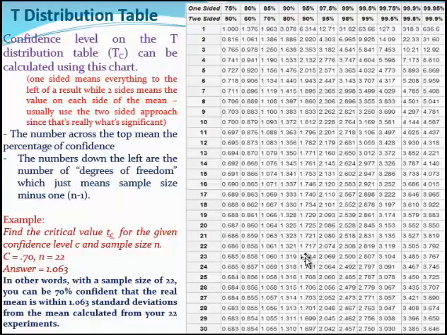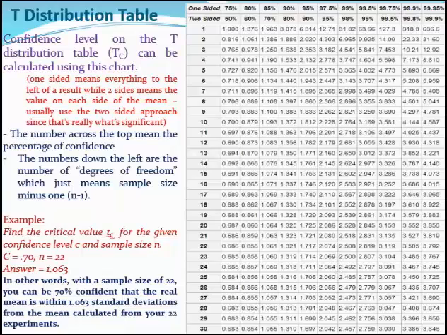If I go up to 30 experiments, then as you scroll down a little bit over here, the number of standard deviations decreases. Not by very much, but by a little bit. So our 1.063 with 22 samples at a 70% confidence level, if I did 8 more experiments to get my n minus 1 up to 29, would go down to 1.055 standard deviations. Because the more experiments you do, the more precise a result you're going to get.